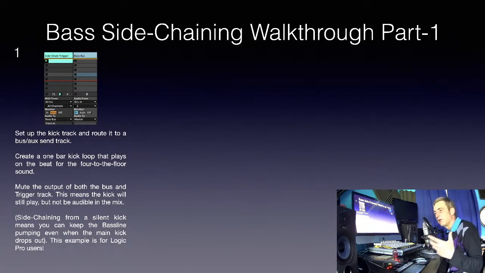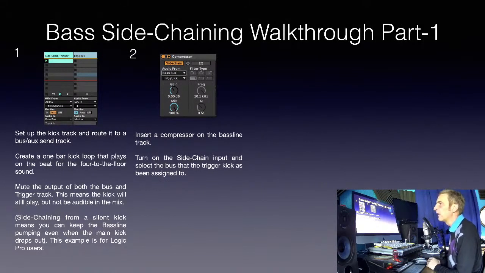On Logic, you just literally send your kick track, so a sidechain trigger track, and route it to an auxiliary bus. Create a 1 bar kick loop, and on the four-to-the-floor, mute the output of both the bus and trigger track, and this means that the kick will still play but not be audible in the mix. Sidechaining from the silent kick means you can keep the bass line pumping even when the main kick drops out, and as I mentioned there, this example is for Logic Pro users.